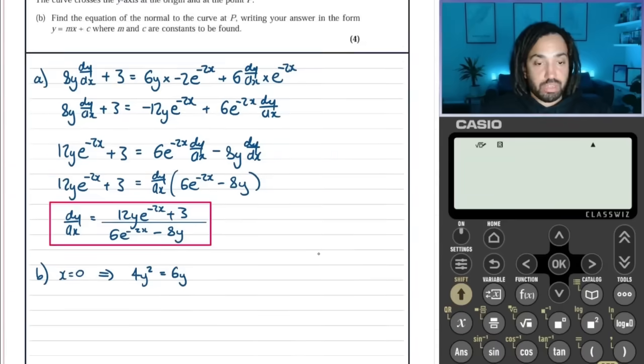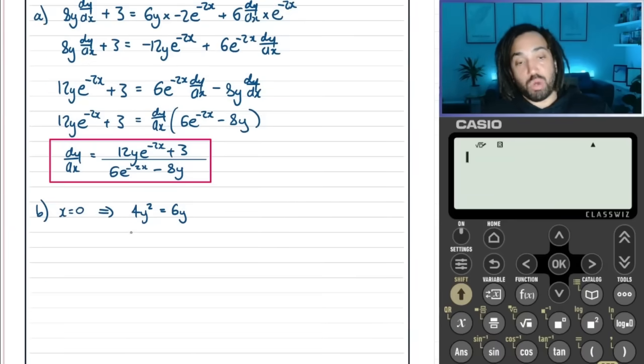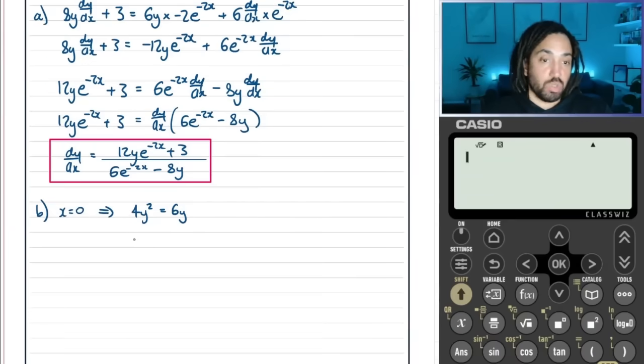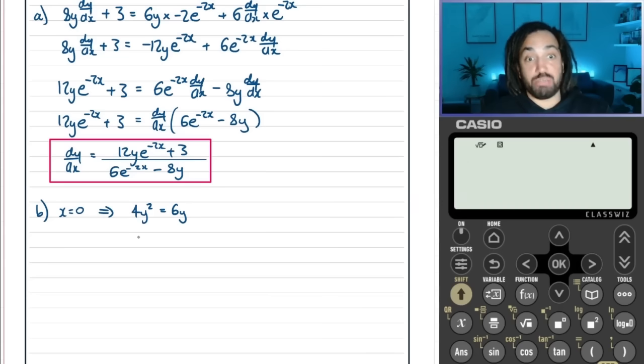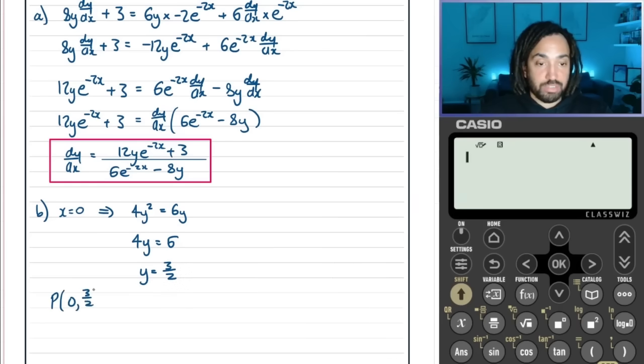Okay. Now we can divide through by y because we know that y equals 0 is not the solution that we want, because that would be the origin. And we're not interested in the origin, we're interested in the other coordinates. So we can divide through by y without any problem. So therefore y is equal to 6 over 4 or 3 over 2. So that tells us that P is equal to x is 0 and y is 3 over 2.